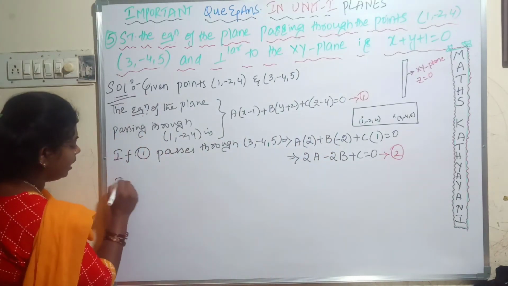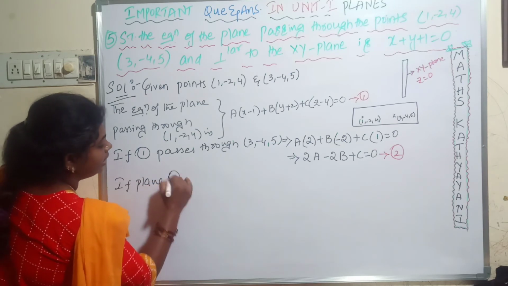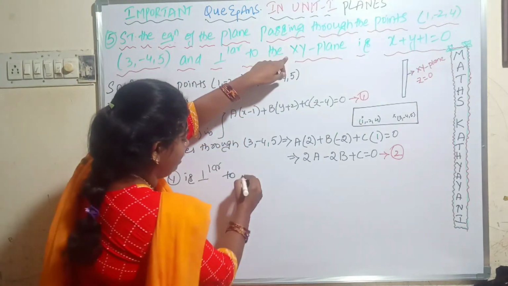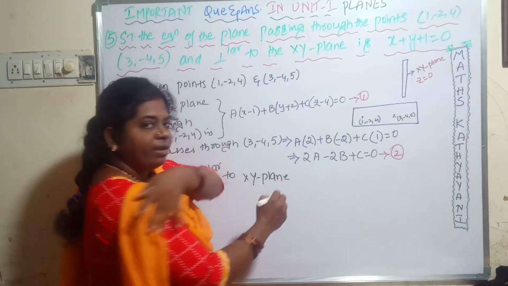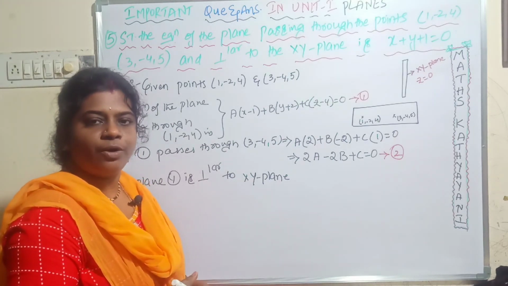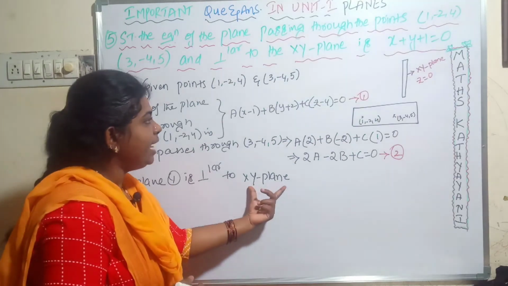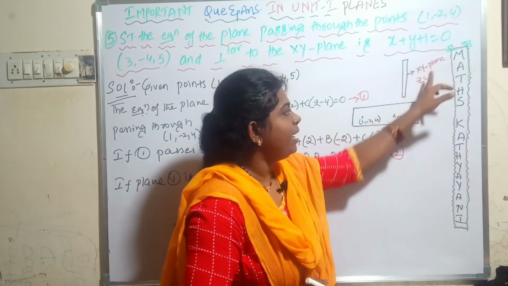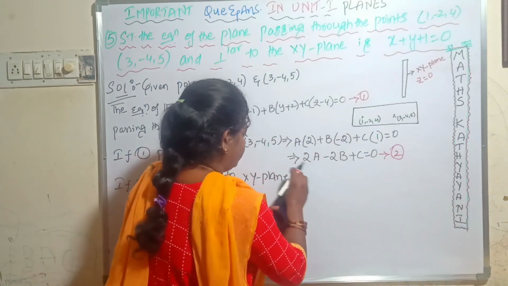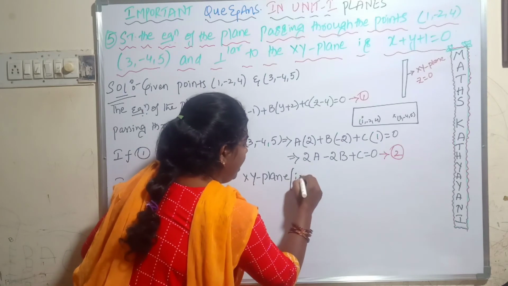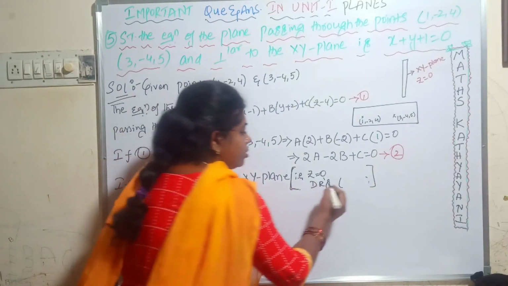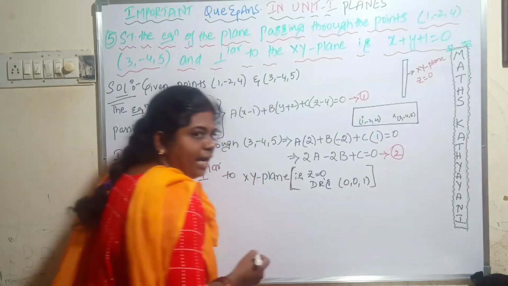He is giving that if plane 1 is perpendicular to which plane? XY plane. If plane 1 is perpendicular to the XY plane, we have to write the formula for perpendicularity: a1a2 plus b1b2 plus c1c2 is equal to 0. XY plane means, as I have said, z is equal to 0. So the DRs become 0, 0 and 1.